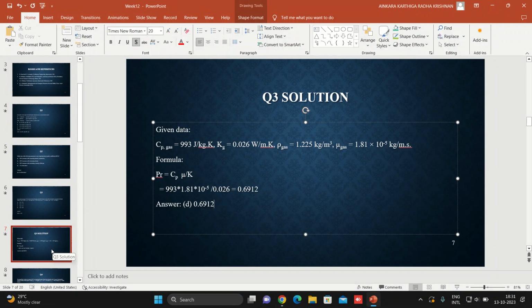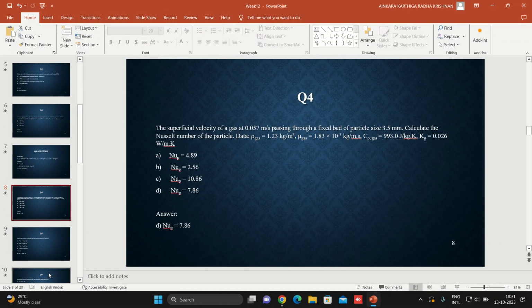So now we'll go to question 4. In question 4, it is asked that the superficial gas velocity of gas at 0.05 meter per second passing through a fixed bed of particle size 3.5 mm. Calculate the Nusselt number of the particle, and data given is density of the gas, which is 1.23 kg per meter cube, and viscosity of the gas 1.83 into 10 power minus 5 kg per meter second, and Cp of gas, it is 993.0 joules per kg Kelvin, and thermal conductivity, it is 0.026 watt per meter Kelvin.